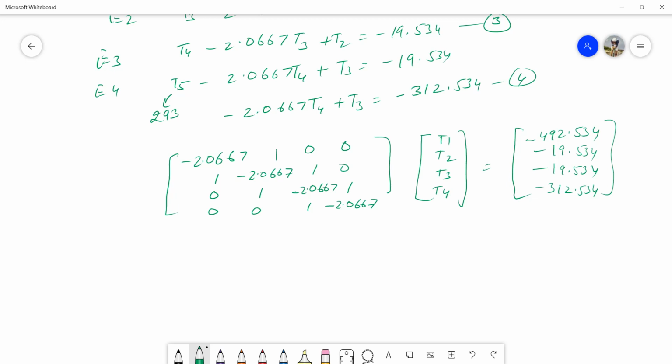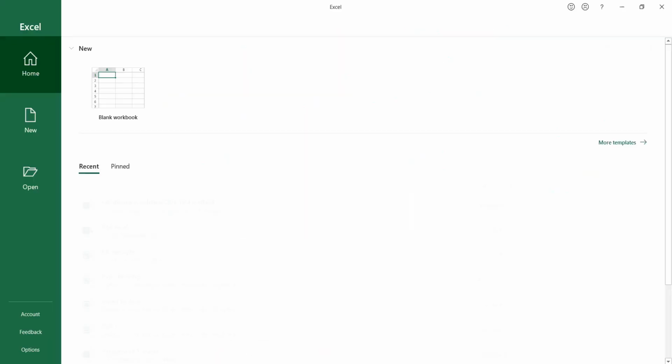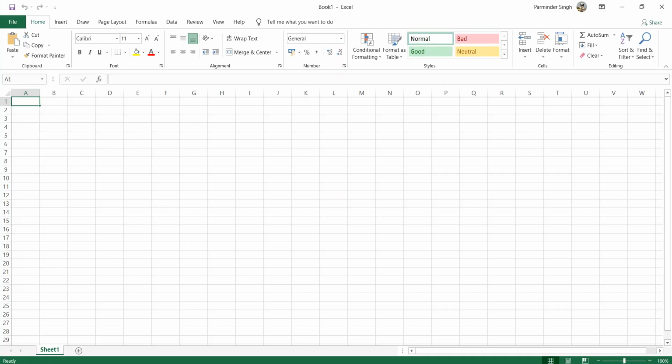So yes, let me show you how we can use Excel to solve this 4 by 4 matrix, because normally in a calculator we can solve a 3 by 3 matrix, but since this is a 4 by 4 matrix, the inverse becomes quite difficult to solve. So we can use Excel also to solve this. So let me show you in Excel. So we open up an Excel and we represent the matrix over here.